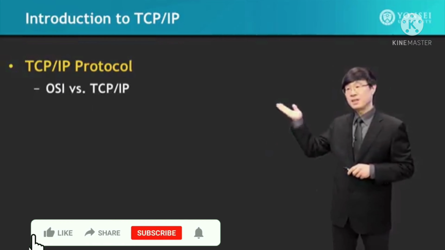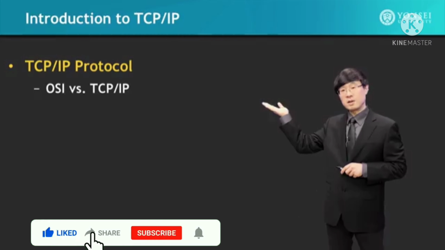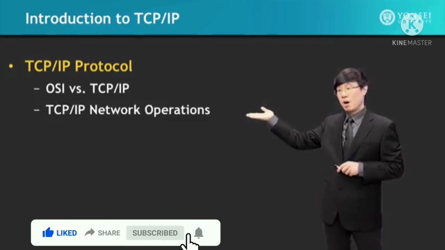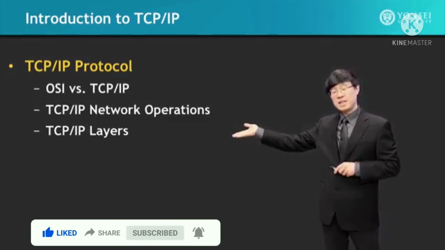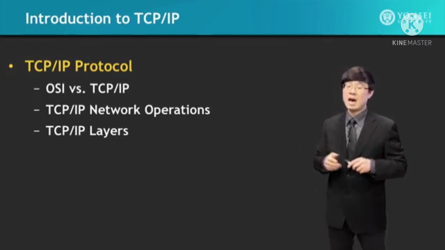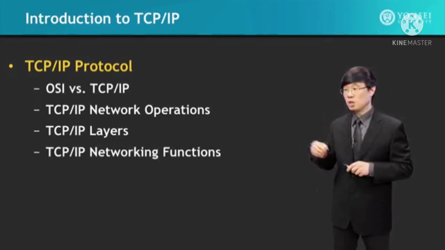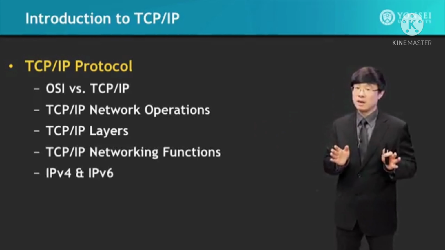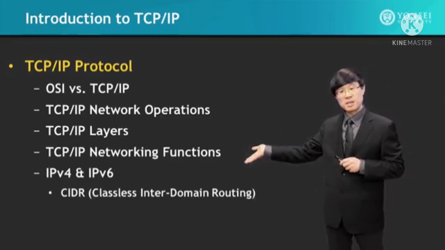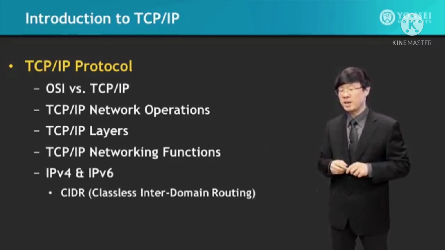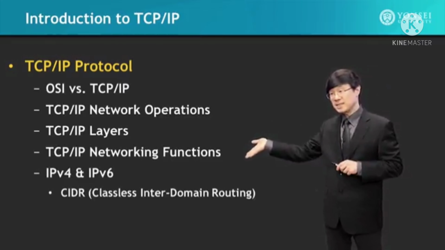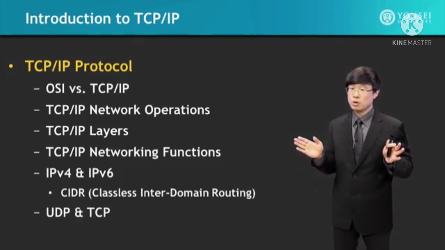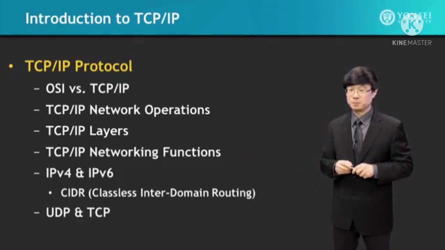Then, in the TCP/IP protocol lecture, we're going to study the OSI 7-layer model and the TCP/IP 5-layer model. Also, network operations and the TCP/IP layers. What are they and how do they work? In addition, what are their networking functions? As well as we'll study some details on IPv4 and IPv6, which also include the CIDR notation, which is classless interdomain routing. And in addition, we'll study the protocol structure of UDP and TCP.